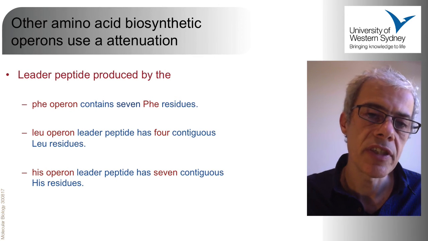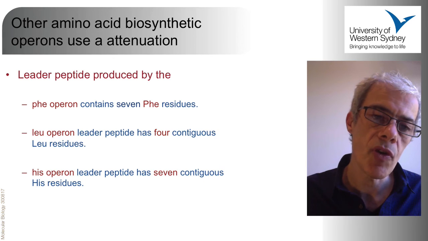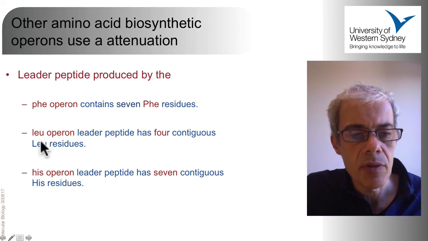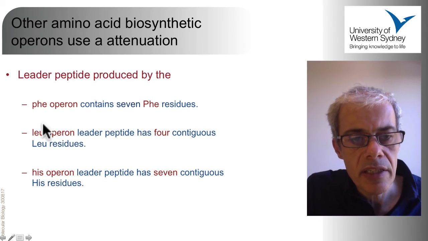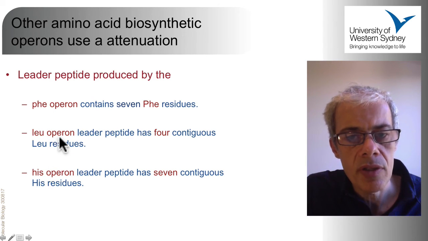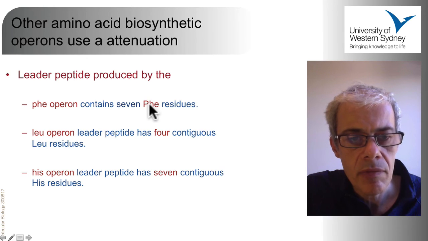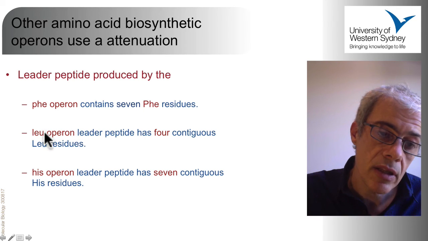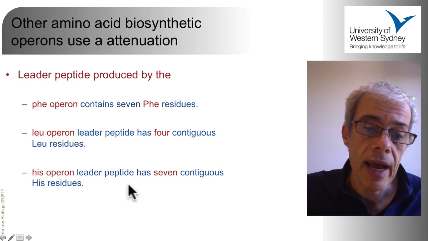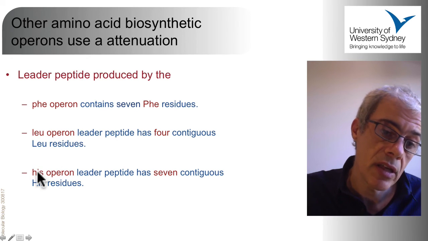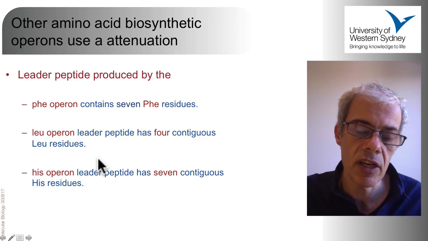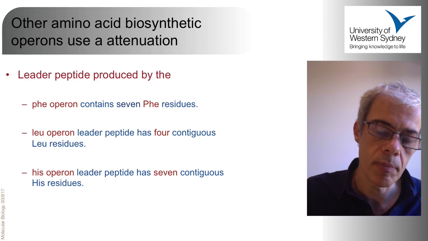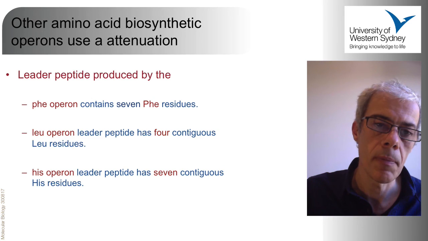Now this process of attenuation isn't unique to the trp operon. If you look at the operons of phenylalanine, leucine and histidine, the leader sequences of these operons also have multiple phenylalanine residues in the phe operon, multiple leucine residues in the leu operon, and multiple histidine residues in the his operon. So clearly this process of attenuation is occurring in these amino acid biosynthetic operons as well.